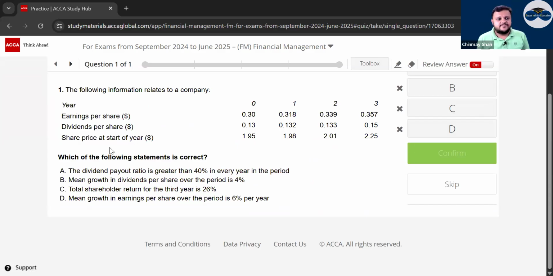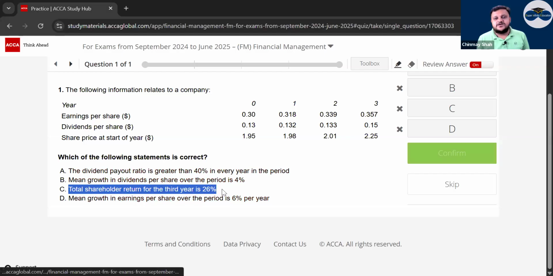Have a look. Share price at the start of the year, at the end of the year. What is it asking? Let's verify whether this is correct or not. C part of the question: total shareholder return for third year is 26%. Now go to the third year. What is the share price at the start? 2.01 or 2.25? Tell me.